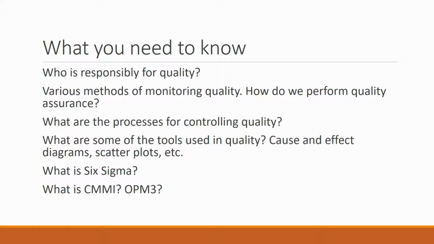So some things that you're going to want to know from the reading this week is who is responsible for quality, what are some of the methods for monitoring quality, and how do we perform quality assurance. So what are some of the processes for controlling quality? What are some of the tools used in quality, such as cause and effect diagrams, scatter plots? There's a bunch of different things that we use for determining quality. And then a few of the standards that are out there, such as Six Sigma, CMMI, OPM3.